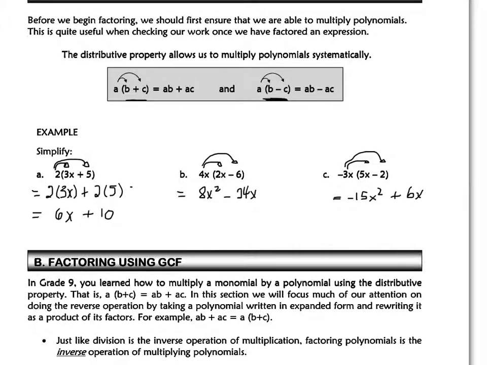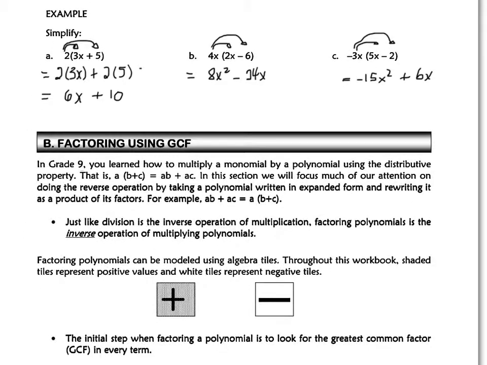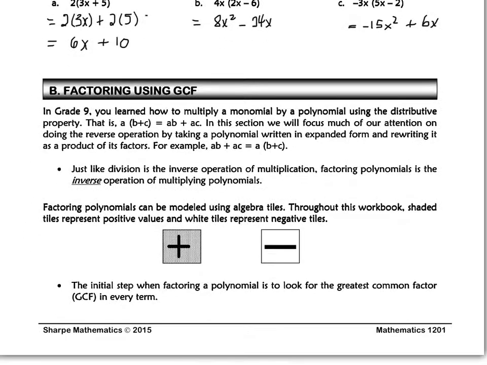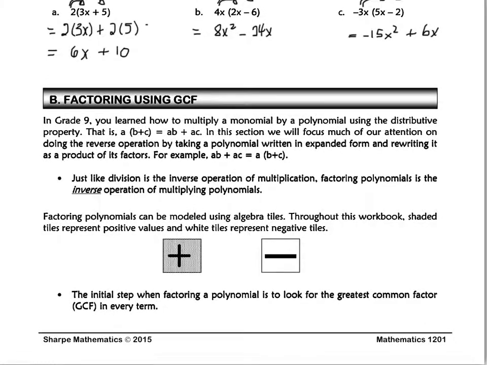All right, so factoring using the GCF is kind of working backwards from what we just did. But before we do that, we need to just go over a couple of things. We're going to do a little bit of demonstration with algebra tiles, not a whole lot, but factoring polynomials is basically the inverse of multiplying polynomials. And some of these factoring techniques can be modeled using algebra tiles. So in this workbook, shaded tiles are going to represent positive and white tiles are going to represent the negatives.